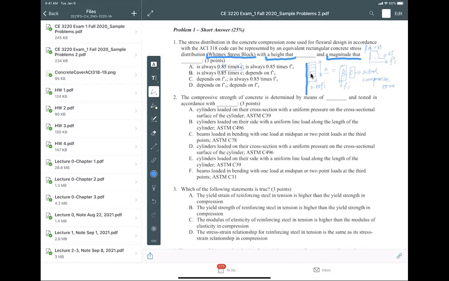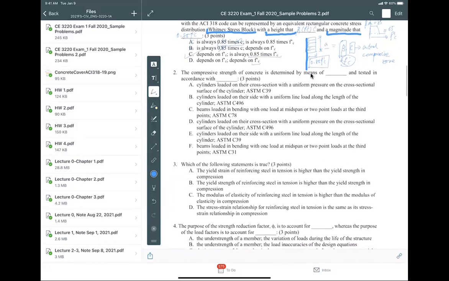So C depends on F prime C, right? So yes, it definitely depends on F prime C. D depends on F prime C. So both are okay. Now the second part is with the magnitude, right? The magnitude is always 0.85 F prime C, or depends on F prime C. So from the Whitney stress block, we know that it is always 0.85 F prime C. Okay, so if I want to write down, this is what it is, right? So definitely the correct choice should be C.